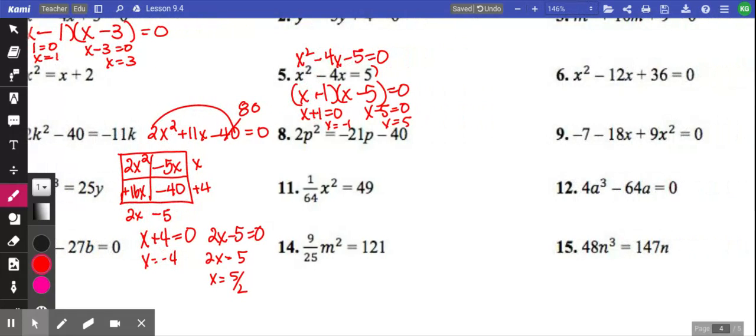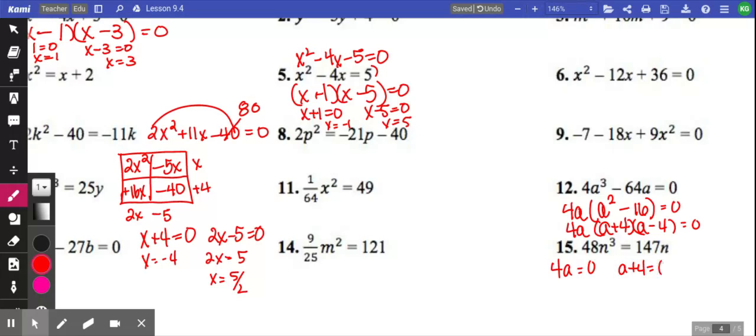Number 12 here, first thing I have to do is take out a greatest common factor of 4a, which leaves me with a squared minus 16. Then I need to set up the two binomials for my a squared minus 16, a plus 4, a minus 4, and don't forget about the 4a out front. So either 4a equals 0, a plus 4 equals 0, or a minus 4 equals 0. So a equals 0, negative 4, and positive 4.